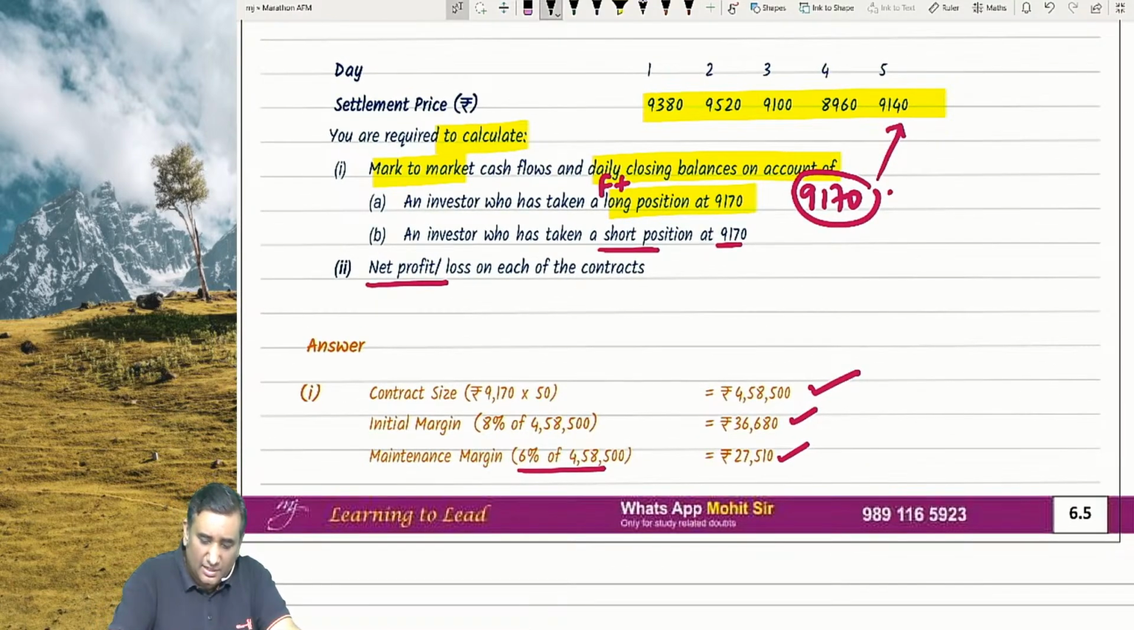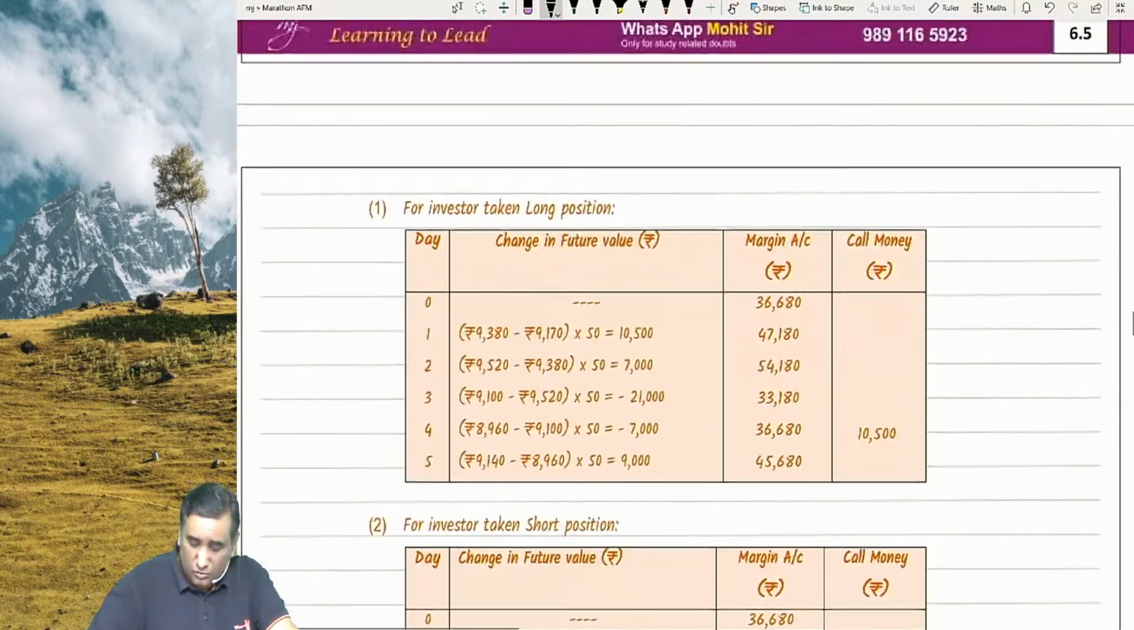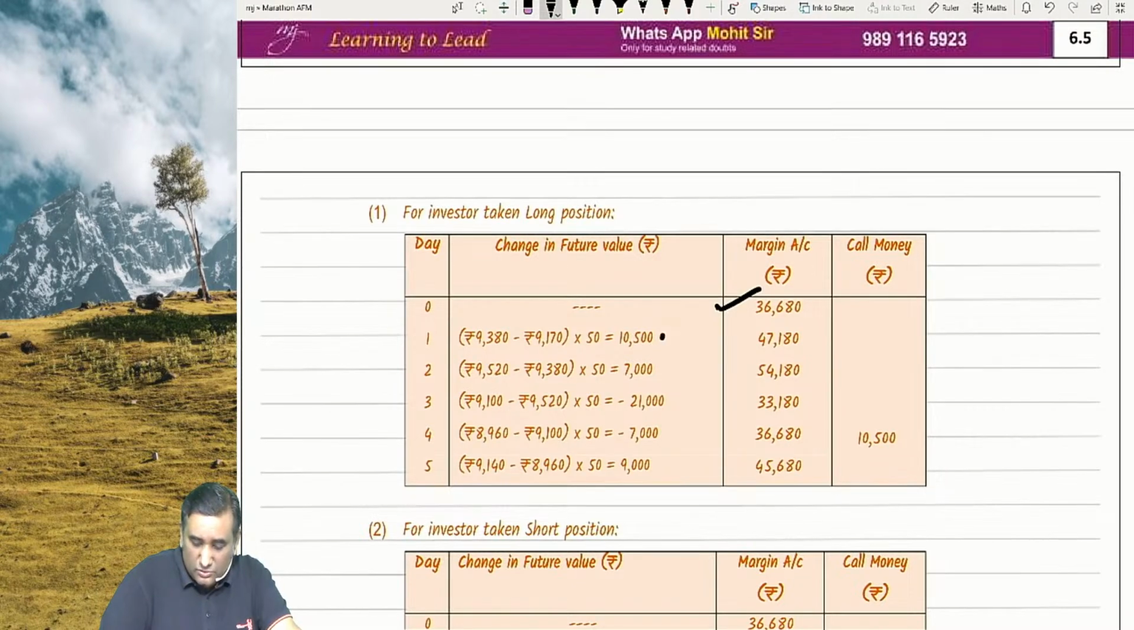Now let us do it roughly here. You started with this 9170 long position. Next day the price becomes 9380. 9380 minus 9170 is 210, into 50, 10,500. So you started with this, you add 10,500, and the balance becomes 47,180. If you are comfortable with this, it's okay. Next day the price became 9520. So you have 7,000 plus 7,000 more, 54,180. If you are comfortable, you can make this the way the institute has shown. Third day, what happens?